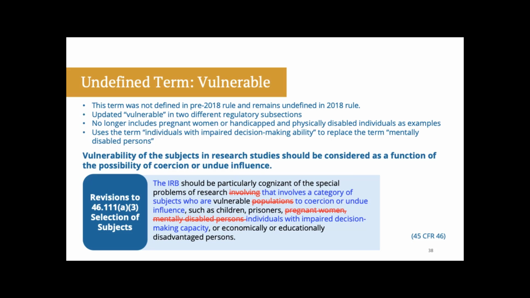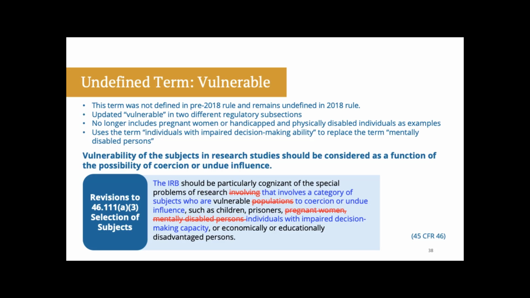Adopting a suggestion from the NPRM public comments and the SACHRP, the final rule no longer includes pregnant women or handicapped and physically disabled individuals as examples of populations that are potentially vulnerable to coercion or undue influence. The revised rule uses the term individuals with impaired decision-making ability to replace the term mentally disabled persons.